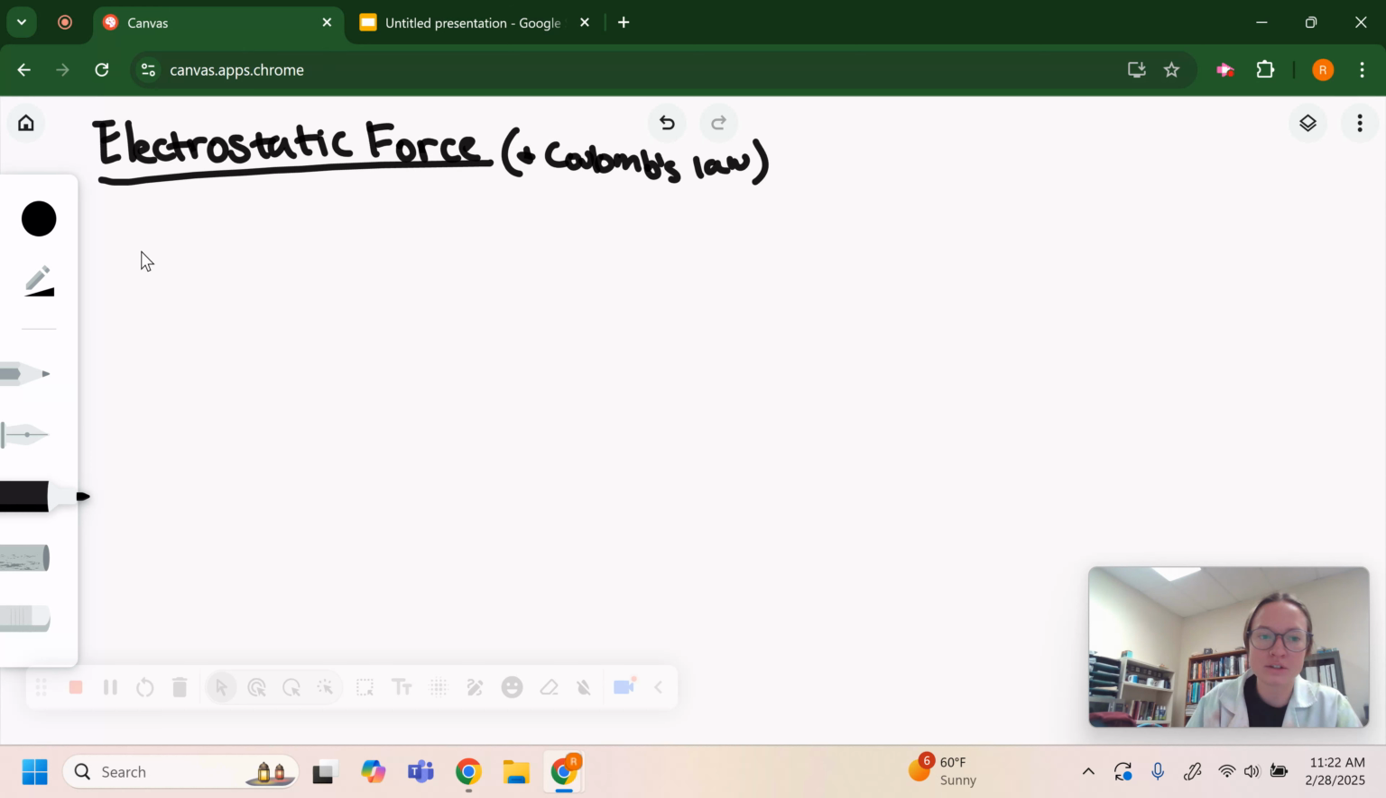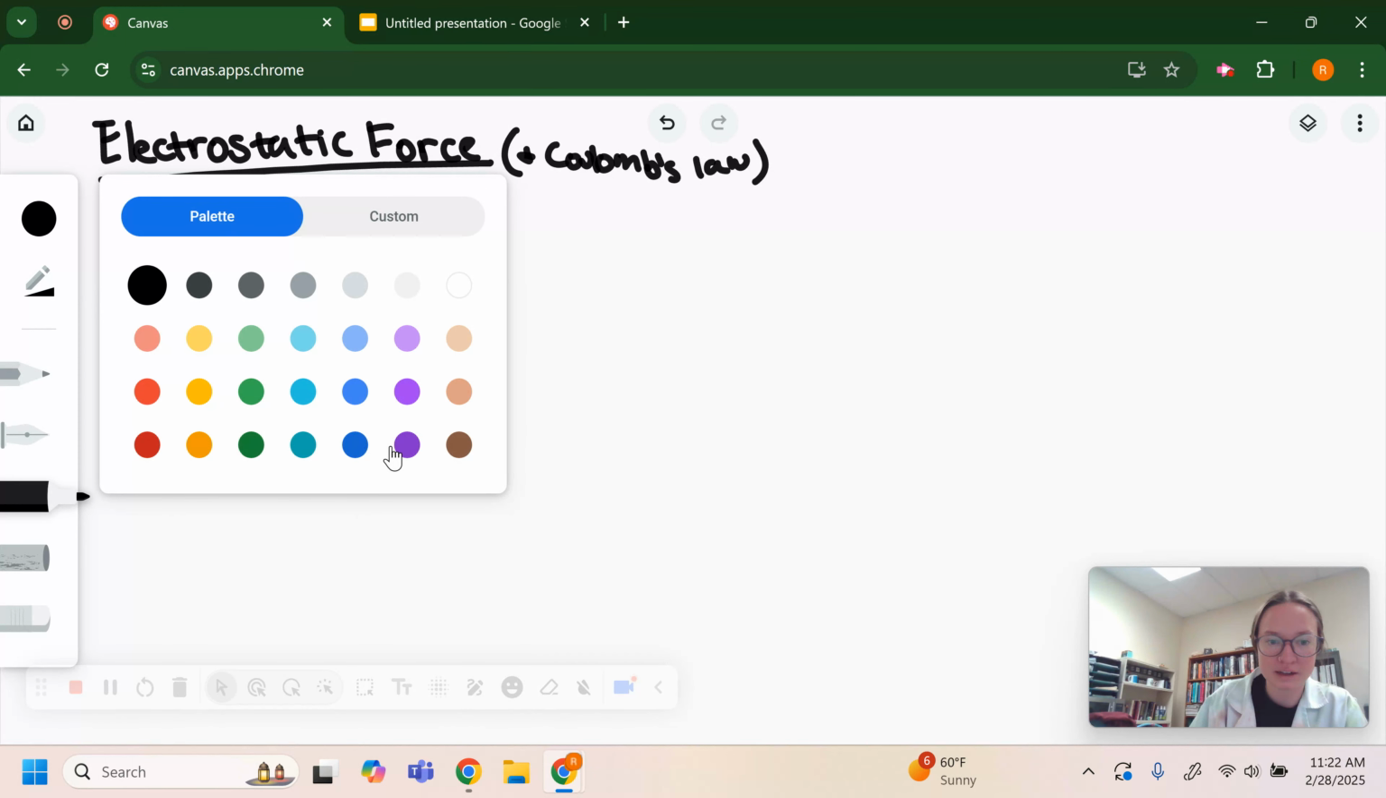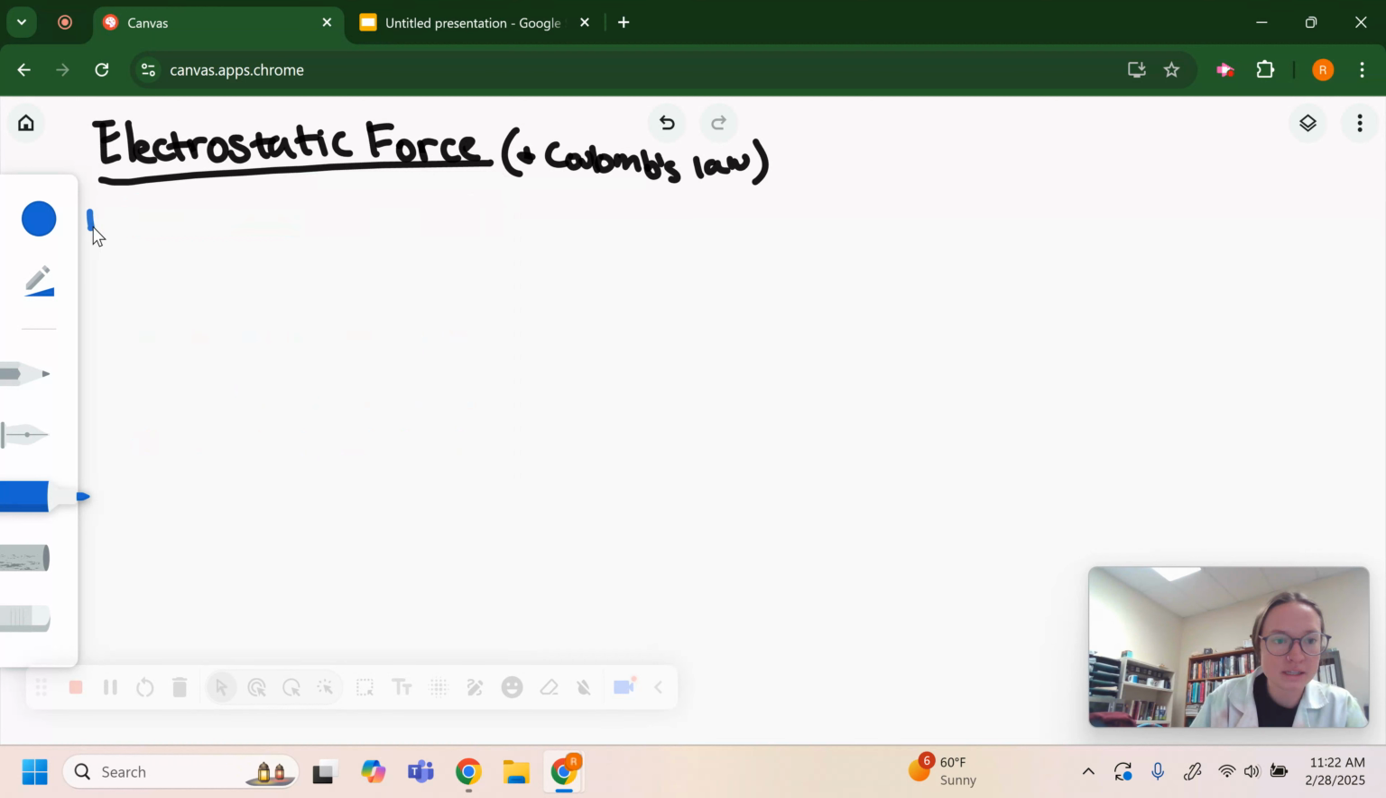Now, when it comes to the electrostatic force, we actually know that in reality there are four fundamental forces. Here are the four fundamental forces. I'm going to change my color here to keep it nice and interesting. Let's go blue. The first of the four fundamental forces is gravity.